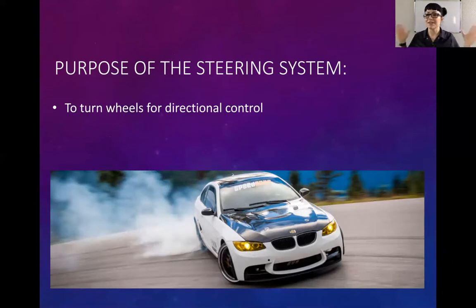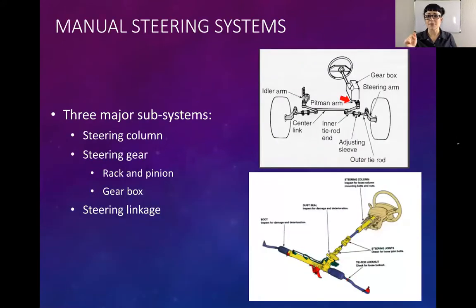What does a steering system do? It's exactly like it sounds. It helps you steer the vehicle, or helps turn the wheels for directional control. If I want to go left because the road turns left, then I want to be able to have that control. That is what steering does, keeps us from going in directions we don't want to go.